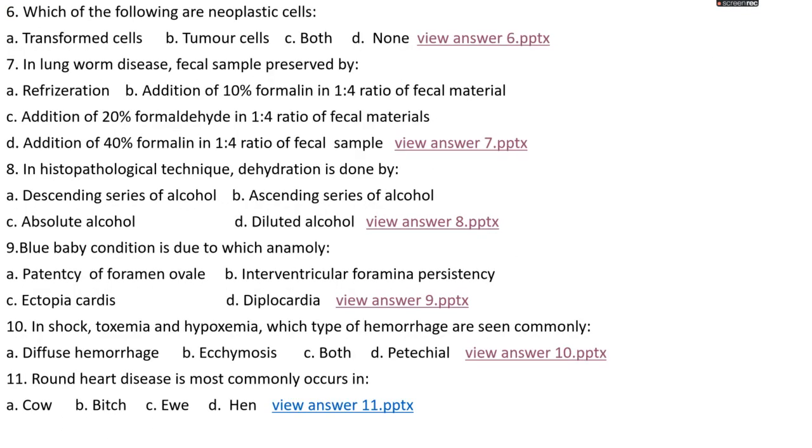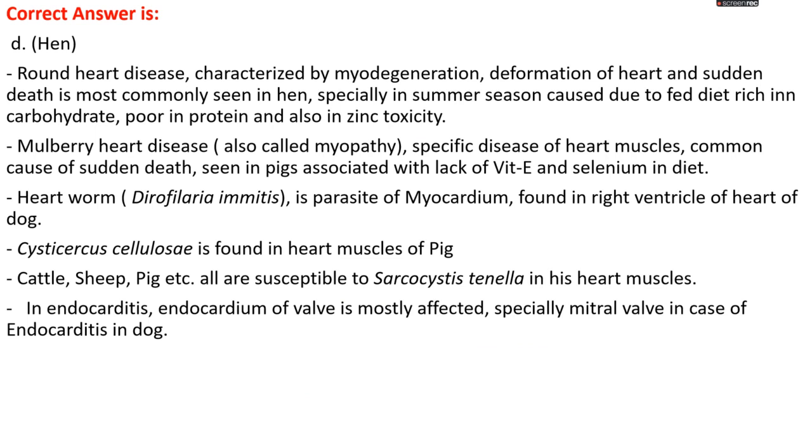Okay. Question number 11. Round heart disease most commonly occurs in option A, cow. Option B, bitch. Option C, ewe. Option D, hen. The right answer is option D, that is a hen. Round heart disease is characterized by degeneration and deformation of the heart and sudden death, most commonly seen in a hen, that is a fowl.